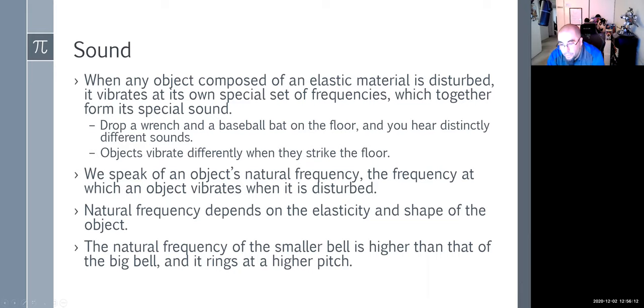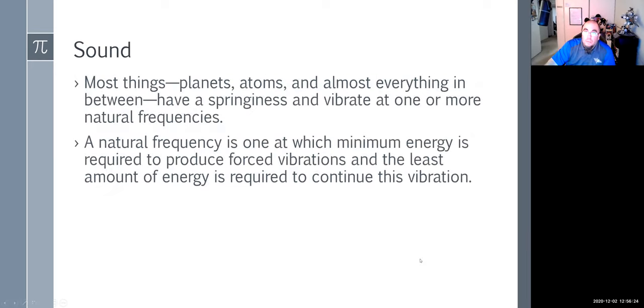So the natural frequency of the smaller bell is going to be higher. Let's say maybe something like a church bell. A church bell has a very, very specific frequency and may ring over larger distances. Most things, planets, atoms, almost everything in between, have a springiness and vibrate at one or more natural frequencies.